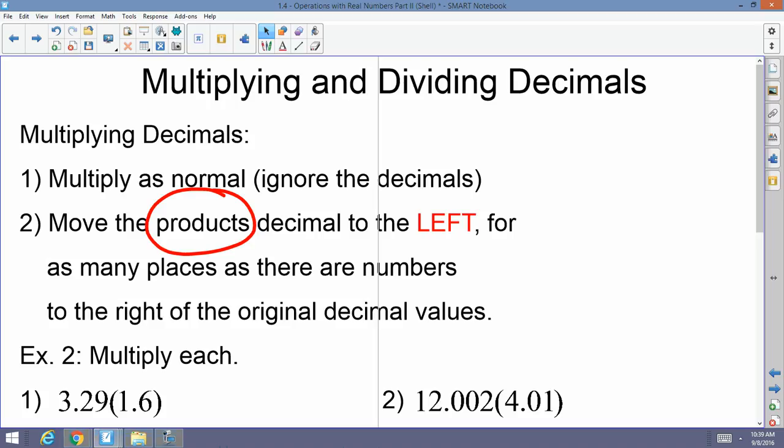So basically, you're going to multiply, and you're going to find your decimal. You're going to count how many numbers are to the right of that decimal. That's how many places you're going to move the product's decimal to the left. In other words, multiply, count the numbers to the right of the decimals, and move that many places to the left of your final answer.